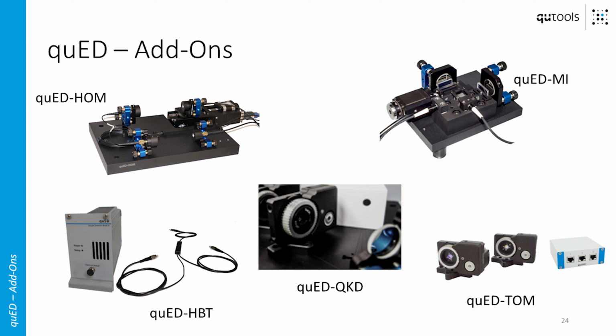For the entanglement demonstrator that you just saw, there are at the moment 5 additional add-ons that will expand the suite of experiments you can do. Like for example, there's a single photon interferometer, the qED Michelson interferometer MI, with which you can also do quantum eraser experiments. There's the Hong-Ou-Mandel, where you can see 2 photon interference, the HBT, where you can observe the particle nature of photons, the qKD, where you can perform quantum key distribution yourself, and also the tomography add-on, where you can do quantum state tomography.